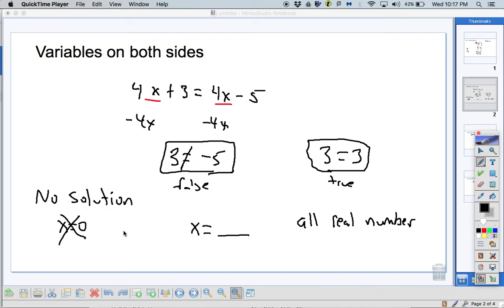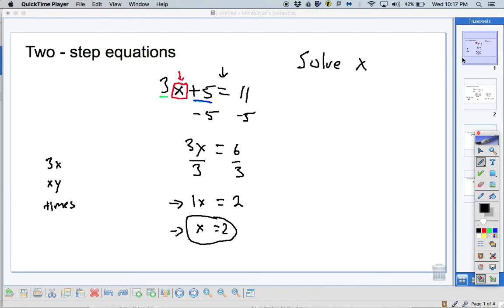Okay, so if you have any questions, let me know. But your level 1 is going to be variables on both sides and two-step equations, so make sure that you can solve both of those.